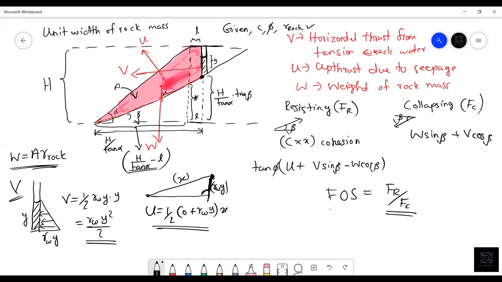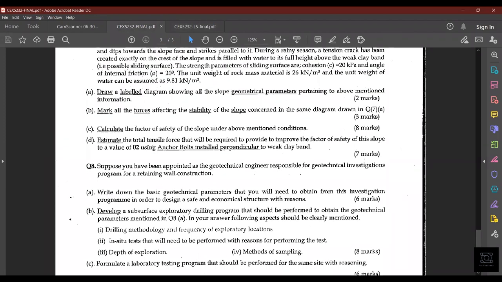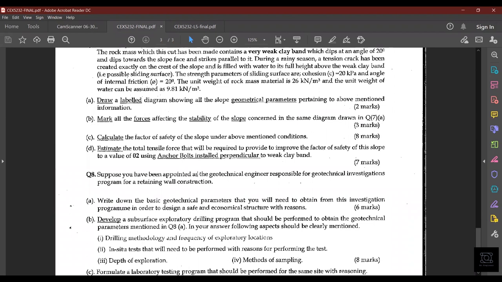So in another question which is similar to this one, there was a part involving anchor bolts, right? If I am correct, it is in the 2016-17 paper. So it's involving anchor bolts. In that question, I'll quickly show it and go through it. In the final part, other things are very much the same, but they asked us to find what happens when there is an anchor bolt. The anchor bolts are provided such that they are perpendicular to the failure slope, the weak slope.